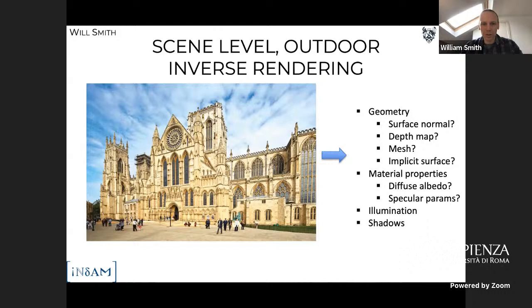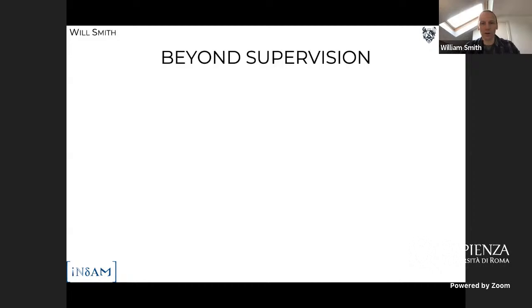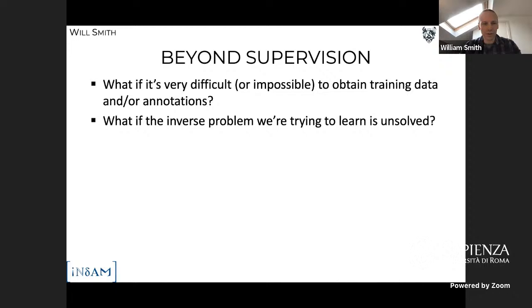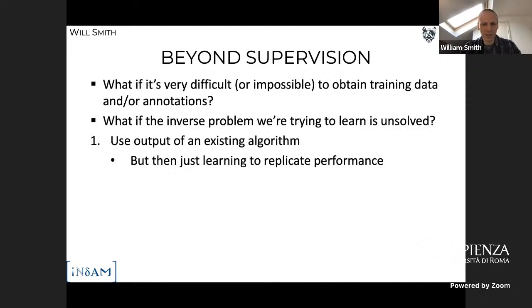monocular depth estimation works pretty well. But some of the quantities here, things like diffuse albedo, we have no means to reliably measure them in the wild on these kind of scene level settings. So the question is, where would we get the supervision from to do this? That motivates what I'm going to talk about. So the general scenario is, what if it's very difficult or impossible to obtain training data? In other words, we're trying to learn a solution to an inverse problem, and we don't have any solution to this problem, so we can't extract training data. Two possibilities would be, one, use the output of some imperfect existing algorithm, but then in general, we're just learning to replicate the performance of that, which may not be useful. Another option would be to synthesize images. And this is a promising direction.